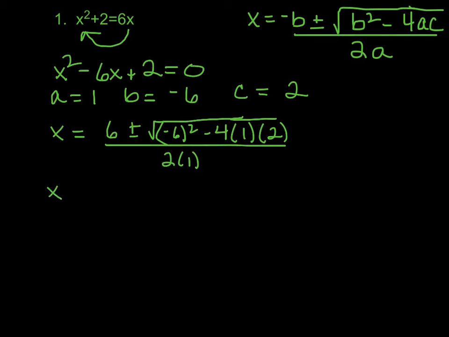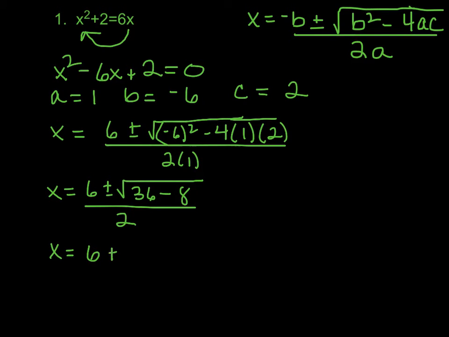So what we're going to do here is just do a little bit of simplifying. So we have 6 plus or minus. All right, so underneath the square root, we have negative 6 squared. And if we square that negative 6, we get 36. Minus, and then 4 times 1 times 2 is 8. And this entire thing is over 2. So then we have x equals 6 plus or minus the square root of, and then we do 36 minus 8, which is 28, right? And that whole thing is over 2.